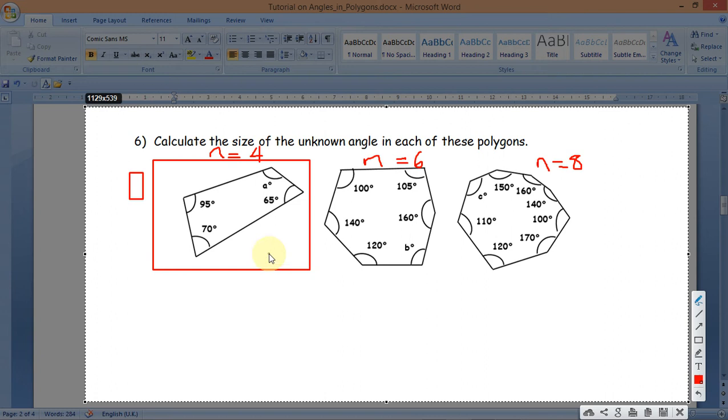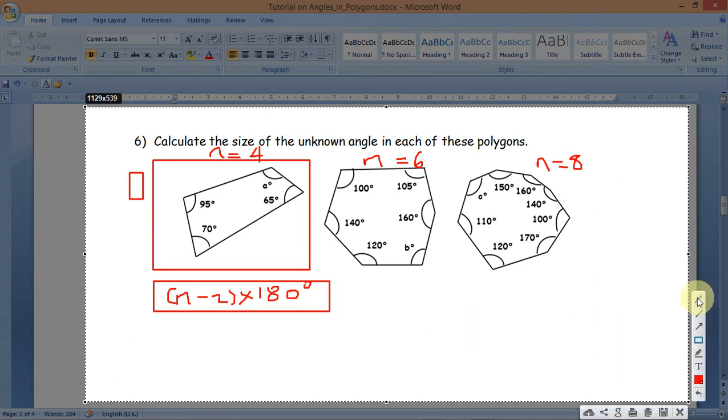So now the first thing here is to calculate the sum of the interior angles. To calculate the sum of interior angles for any given polygon, the formula is n minus 2 times 180. So when n is 4, that will be 4 minus 2 times 180. When n is 6, that will be 6 minus 2 times 180. When n is 8, that will be 8 minus 2 times 180. Don't forget, I'm going to work with 4. So 4 minus 2 times 180 will give me the sum there. Just keep this one here.